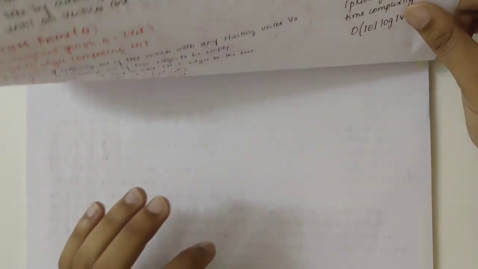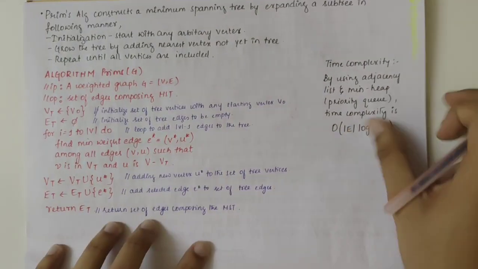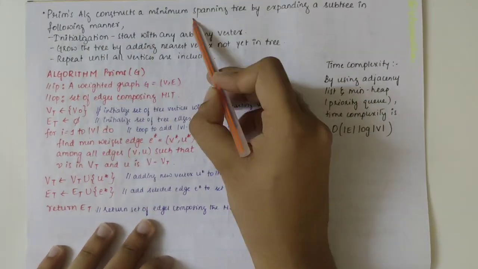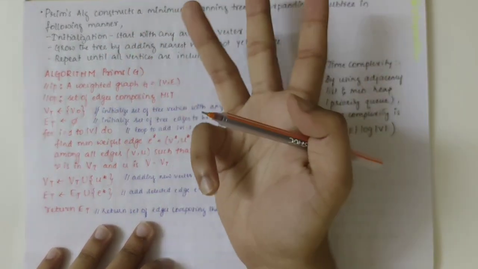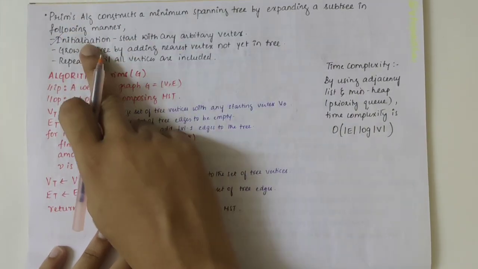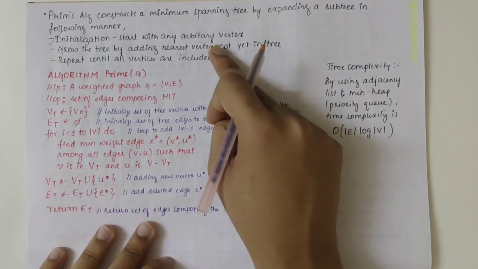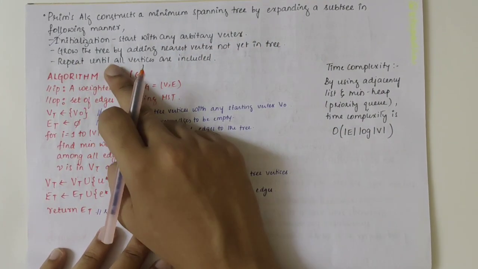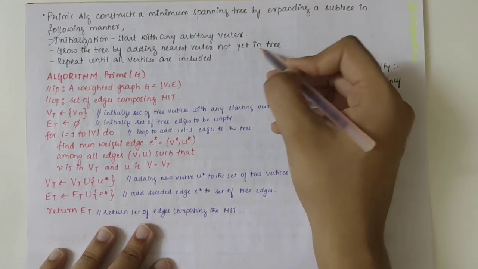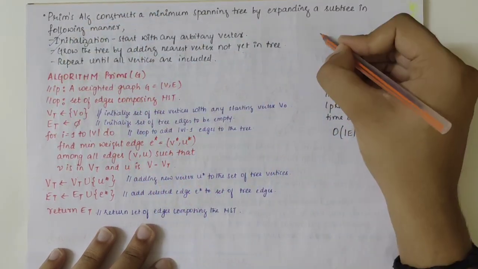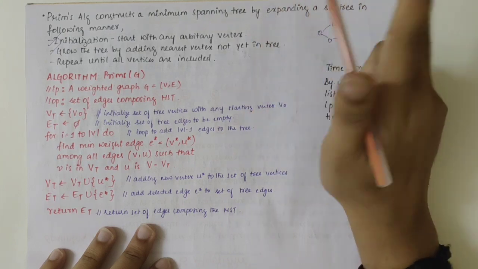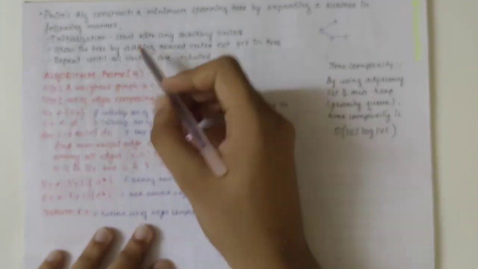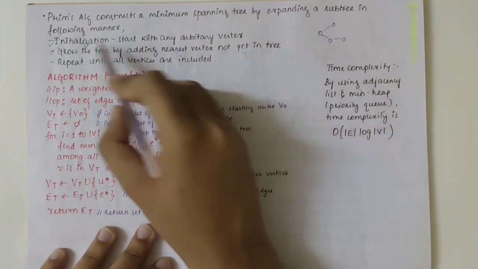Let's quickly look into the algorithm part now. Prim's algorithm constructs a minimum spanning tree by expanding a subtree in the following manner. There are 3 steps here. Firstly, we initialize, that is, start with any arbitrary vertex. Then we grow the tree by adding the nearest vertex not yet in the tree. Start from one point, then start adding, comparing the minimum. Then we repeat until all vertices are included.